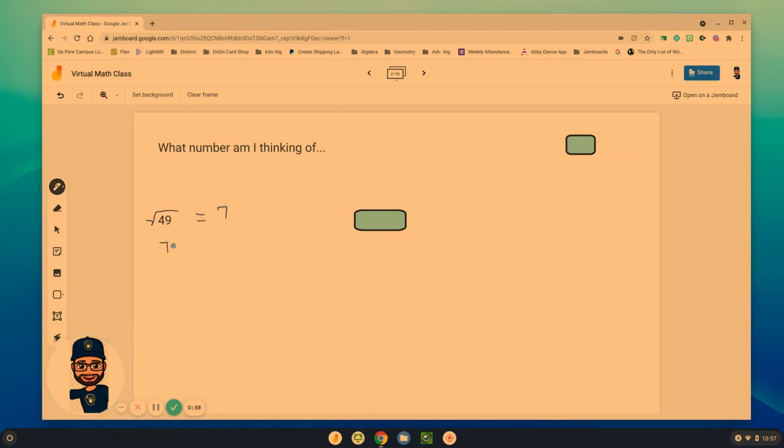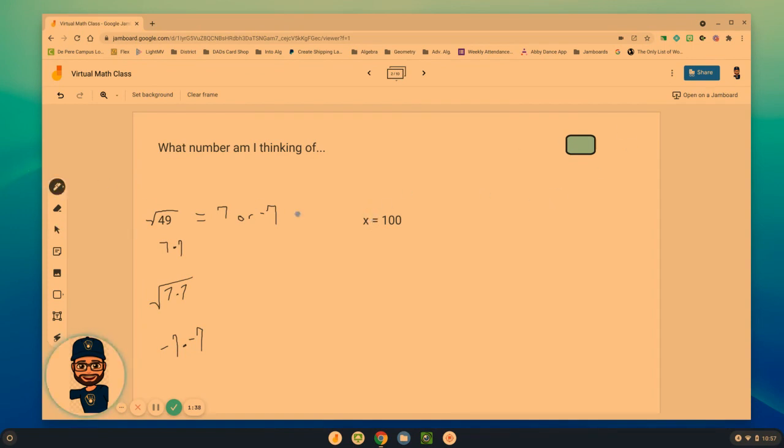Because 7 times 7 is definitely 49, right? When we take the square root of a number, we are looking for some number times itself that gave us that. But here's my challenge. Couldn't I also have used a negative 7 times negative 7? Negative 7 times negative 7 could have given me the 49 underneath. And so in reality, we actually have two numbers that satisfy the square root of 49, 7 or negative 7.